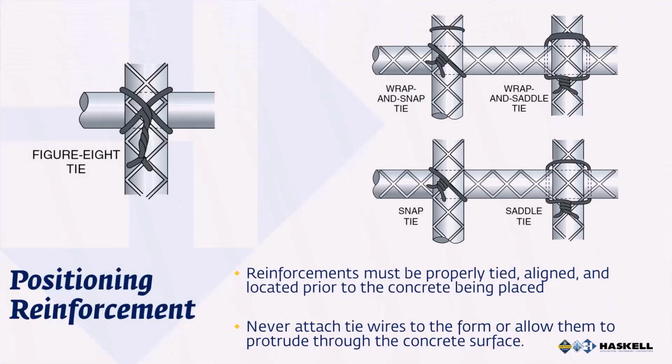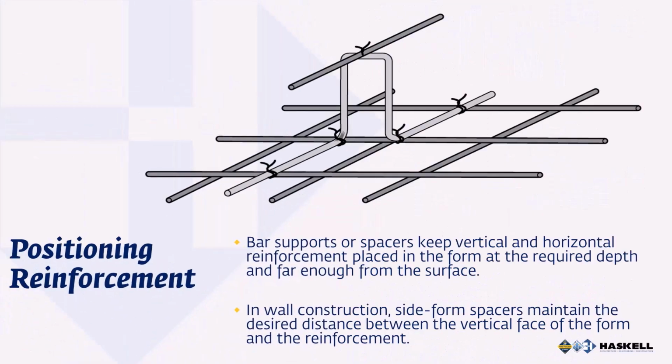The reinforcement in concrete must be properly tied, aligned, and located prior to the concrete being placed. The figure on this slide shows 5 widely used patterns for tying rebar. Never attach tie wires to the form or allow them to protrude from the concrete surface. Bar supports are necessary to keep vertical and horizontal reinforcement placed in the form at the required depth and far enough from the surface. The figure on this slide shows an example. In wall construction, side form spacers maintain the desired distance between the vertical face of the form and the reinforcement.